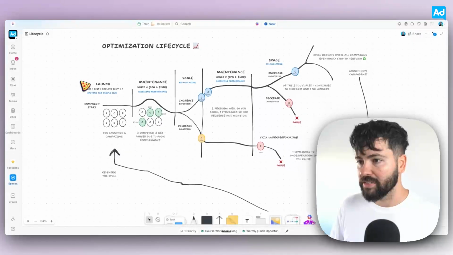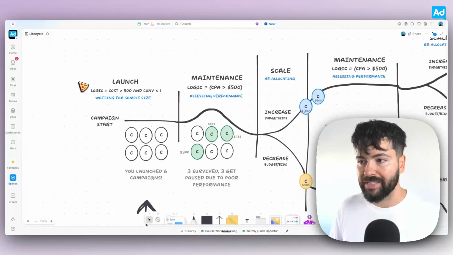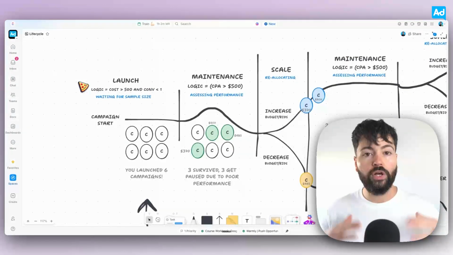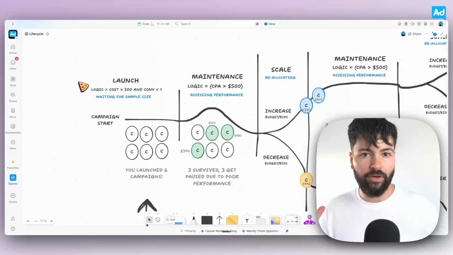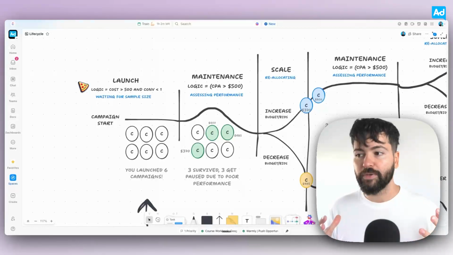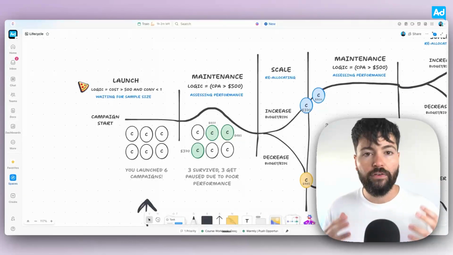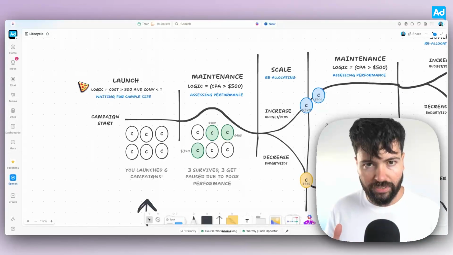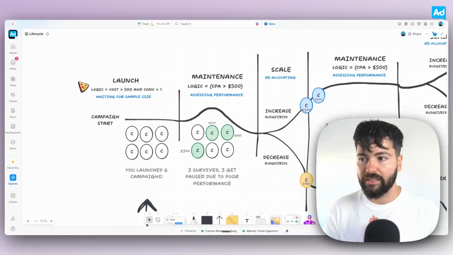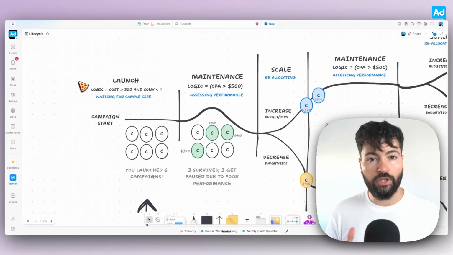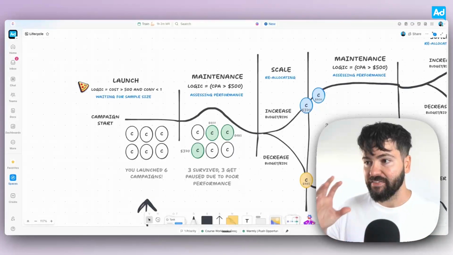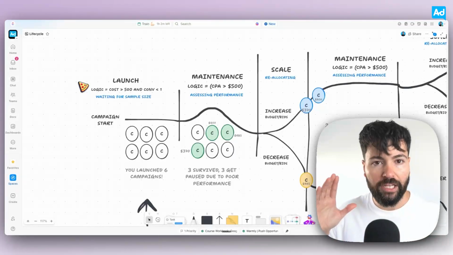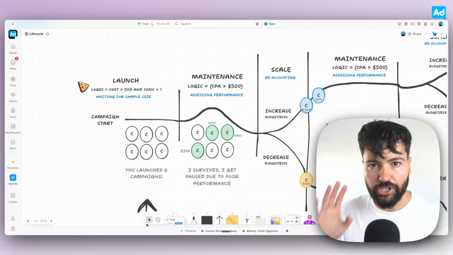First things first, let's pretend that you launched 6 new campaigns. Whenever you launch a new campaign, it enters what I call the launch phase. Let's pretend we launched 6 campaigns focusing on driving conversions, and our goal is to drive a conversion for less than $500. The way we've set up this workflow is if the cost is greater than 500 and conversions are less than 1, we're going to go ahead and shut off those ads.